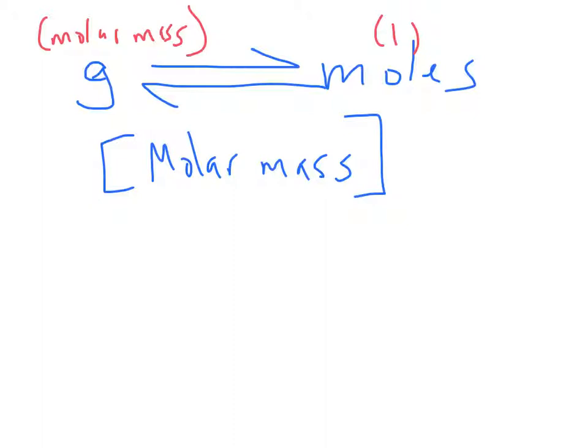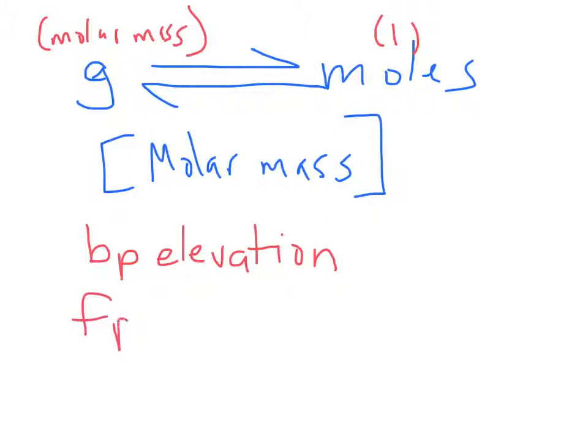The two main colligative properties that we're going to consider at this level of chemistry are called boiling point elevation and freezing point depression.